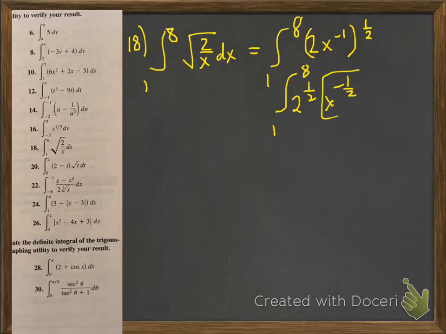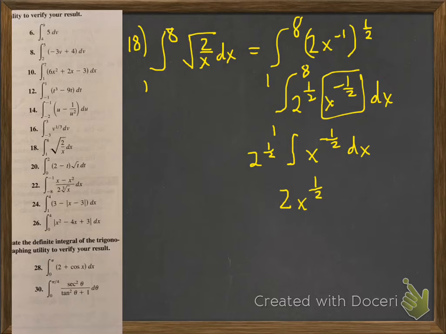Now it's something we can do. We have a polynomial here. We can go ahead. The 2 to the 1/2 comes out front, also known as radical 2. And then we have just x to the -1/2 dx. Raise it by 1, you get x to the 1/2. Divided by that 1/2 is the same as multiplying by 2. There's our integral. This is all times 2 to the 1/2. Then we put our bounds in, 8 and 1.